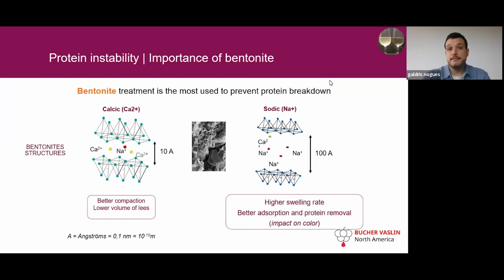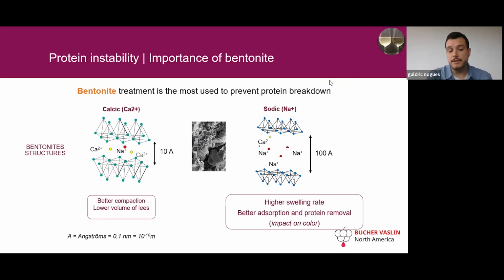This is very easy to understand, because the space in between the layers of the sodic bentonite is higher. That means all the proteins can fit into the space in between the layers. So the sodic bentonite will be very efficient on protein stability. It will have a very strong action on protein removal, a better absorption as well. It can have an impact on the color. That's why sodic bentonite is interesting on rosé wines as well. And you have a higher swelling rate because of the size of the layer. You will have a deposit with more lees.